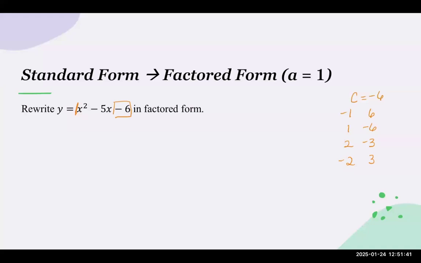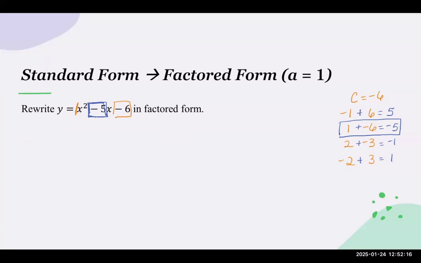Then we're going to decide which of those pairs add up to give us a negative 5. So if we add each of these pairs up, negative 1 plus 6 gives us positive 5. 1 plus negative 6 gives us negative 5. 2 plus negative 3 gives us negative 1. Negative 2 plus 3 gives us positive 1. So since negative 5 is the B value we're looking for, we are interested in this factor pair.